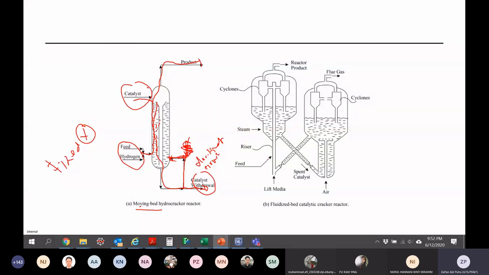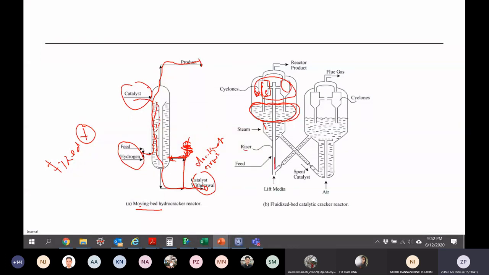In the fluidized bed reactor, like I said, this is the area where you kill the bed. So where you have gas and solid separations in this area, it is helped by the cyclones. And then this bed is more like, how do you call it, a bubbling bed, so to say. And then this is the lift media. So you have the feed. This is what we call a riser.